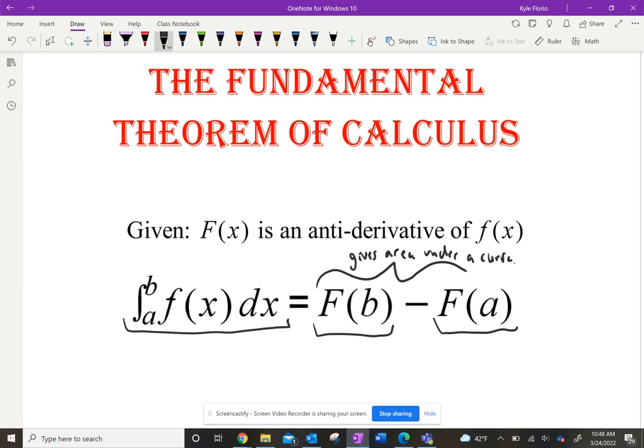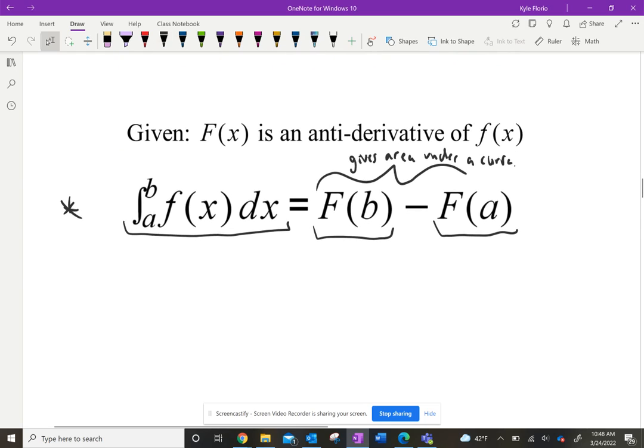So pause the video to make sure you write down the fundamental theorem of calculus, because this form is going to be used a lot. We're going to apply it so now you can actually see how we're going to use it. But this is a big deal.